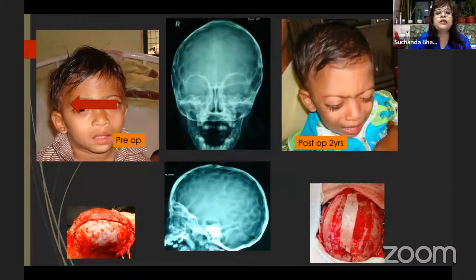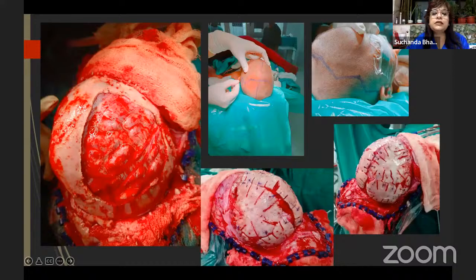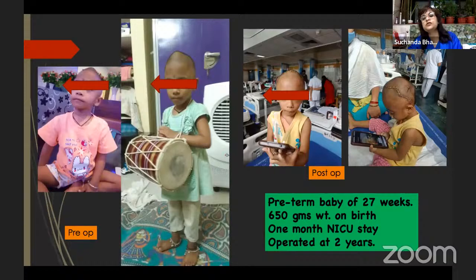You can see the pressure marks on the skull X-ray because of the constrained environment of the brain within this small constrained skull. And once you release them, they tend to improve and get cured. These are some examples of craniosynostosis. Here, this is a girl with multisutural craniosynostosis. And this is the pre-op and the post-op. This was a 650-gram baby at birth and later operated at 2 years of age and now doing fine.